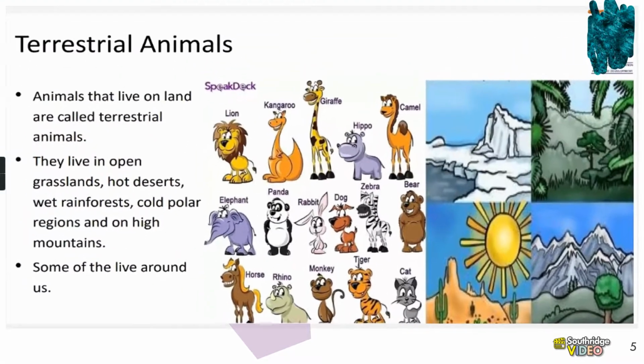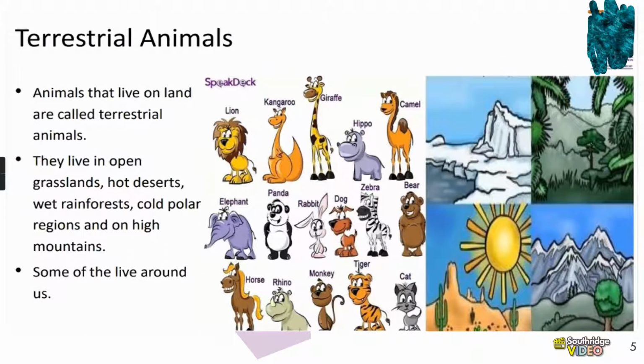Now, let's talk about the types of animals. There are only two types of animals: terrestrial animals and aquatic animals. Animals which live on land are called terrestrial animals. They live in open grasslands, hot deserts, wet rainforests, cold polar regions, and on mountains. Some of them also live around us, like dogs, cats, buffaloes, goats, etc., which can survive in all conditions.